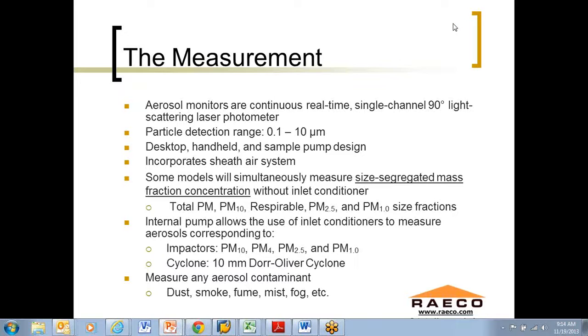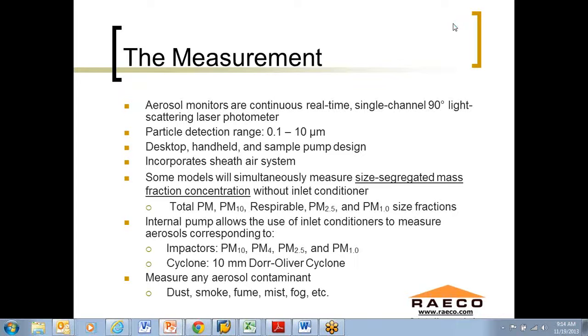And then the other one is a sample pump design. So if anyone's familiar with SKC or Sensidyne, these companies make small portable pumps. Well, TSI and other manufacturers also make real-time photometers that are basically the same size as a sample pump. The difference is we're providing a real-time measurement that corresponds to whatever activity you're doing.